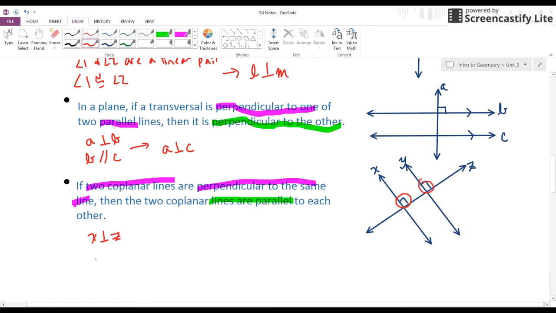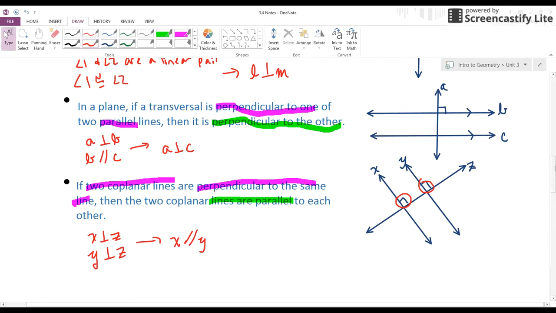So that also tells us Y is perpendicular to Z. So if we have these two pieces of information, then I can say that X should be parallel to Y. And that's because, again, of the converse of the corresponding angles postulate. And that's a great way to prove this theorem.